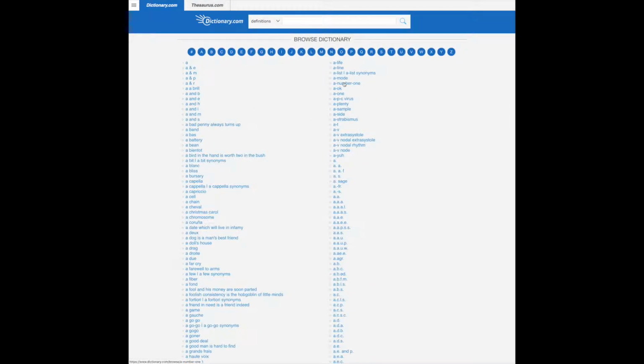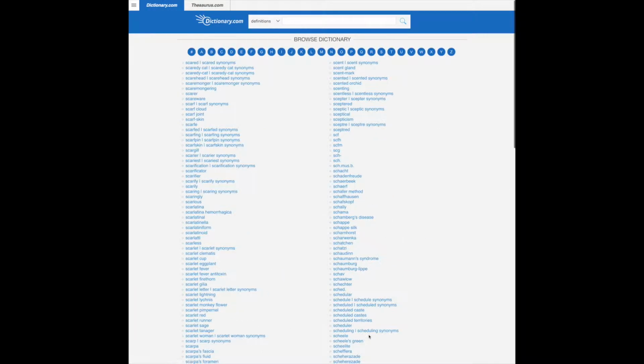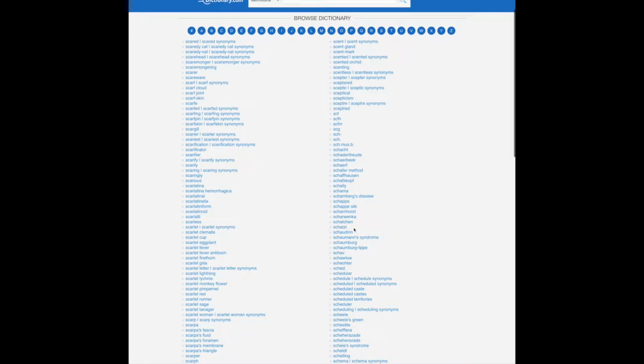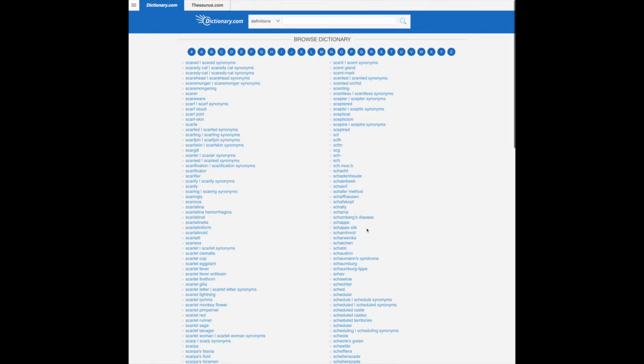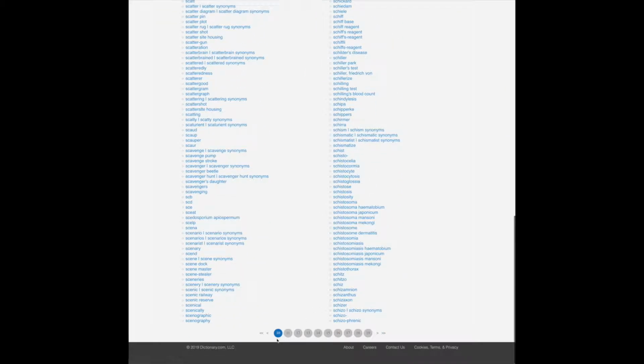So let's suppose we're looking for a word in the second half of the dictionary. So let's just go to S. We'll pick a random one down here on page 10 of S. We're going to look for Schatzi, because that's a really good German word. It's a pet name, Schatzi. It's also a very good name for a wiener dog, I think. Okay, so we are looking for Schatzi, and that's here on page 10 of the S's.